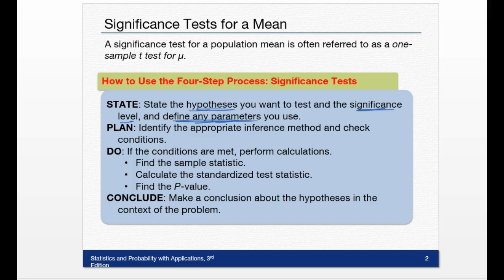On the plan step, you want to identify the appropriate inference method and check the conditions. What method is it? It's the one sample t-test for mu. Checking the conditions, hopefully you know that. If the conditions are met, we perform the calculations, find the sample statistic, which is going to be t, calculate the sample test statistic using your calculator, and find a p-value. Then you make a conclusion. You either reject or fail to reject the null, and you either have convincing evidence or you do not have convincing evidence of the alternative hypothesis.